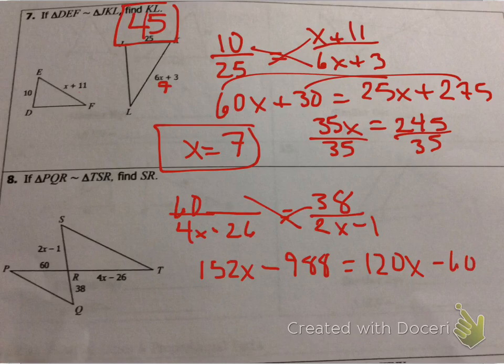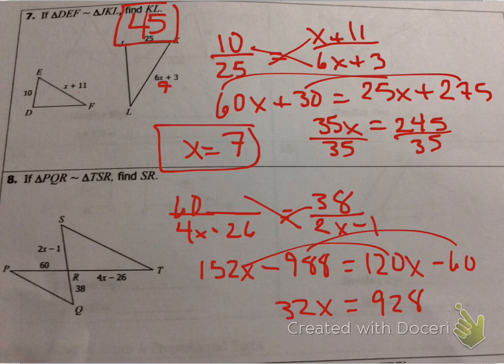And then minus 60. Variables to the left, numbers to the right would give me 32x is equal to, let's see here, 988 minus 60. I get 928. And then I can divide by 32 to get 29. So x is equal to 29. Now again, they want you to find SR. So SR is this one right here. So I would put the 29 here and say 29 times 2 is 58 minus 1 is 57. So the final answer there is 57.